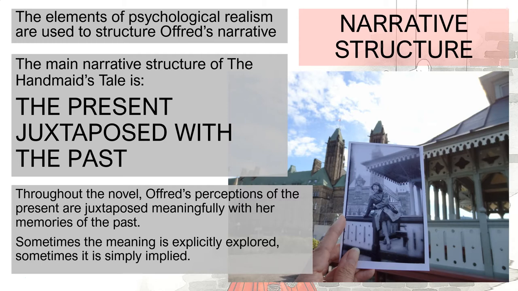So throughout the novel, her perceptions of the present are meaningfully juxtaposed with memories of the past, and sometimes that meaning is made explicit to the reader, but sometimes it's implied. So sometimes Atwood has structured the narrative by simply placing side by side events from Offred's memory with events from the present of Gilead, and I suppose it's down to us as readers to interpret the significance.